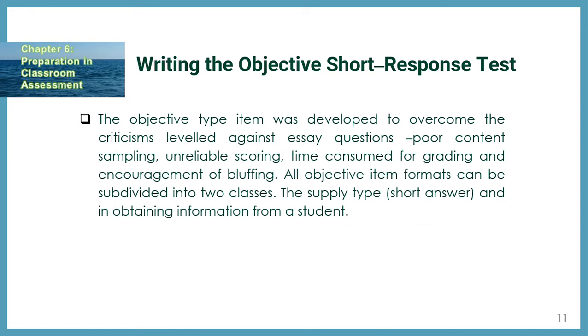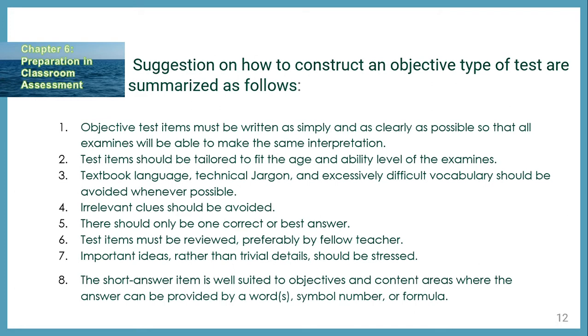Okay, in writing the objective short response test, the objective type item was developed to overcome the criticisms leveled against essay questions: poor content sampling, unreliable scoring, time consumed for grading, and encouragement of bluffing. So all objective item formats can be subdivided into two classes: the supply type, short answer, and obtaining information from a student. Okay, here are some suggestions on how to construct an objective type of test.